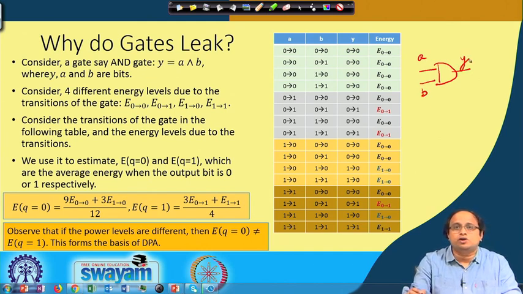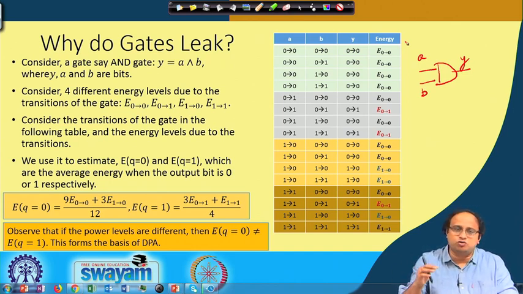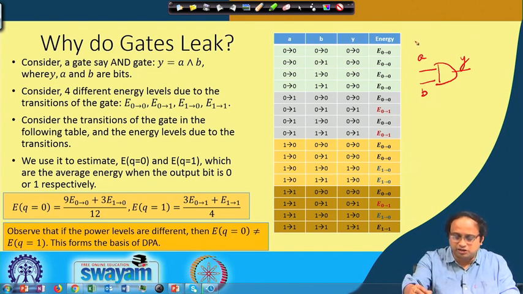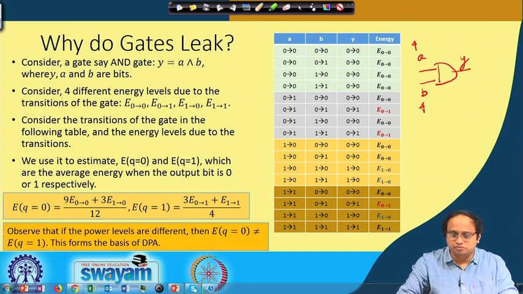Okay. So, we are considering all possible transitions in A. A can make a 0 to 0 transition, or it can go from 0 to 1, or it can go from 1 to 0, or it can go from 1 to 1. Okay. So, there are 4 possible transitions for A. Likewise, there are 4 possible transitions for B. Okay. So, we combine all of these possibilities and therefore we have 16 combinations.